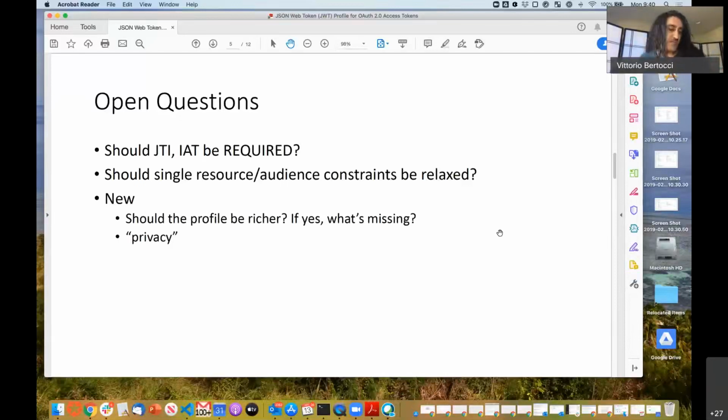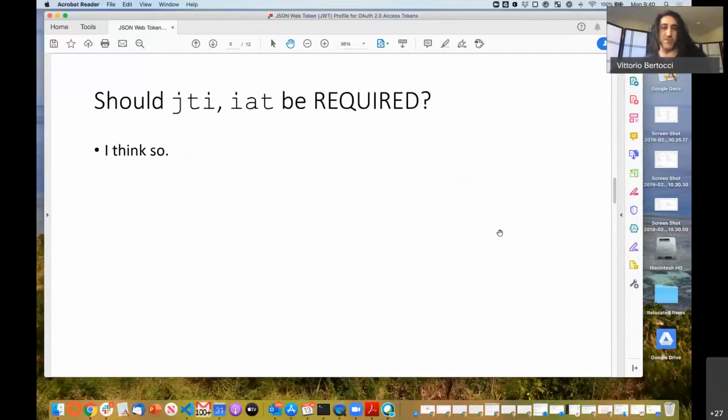So without further ado, let me go to the first one. And here the matter is easy. Should we switch those from recommended to required?